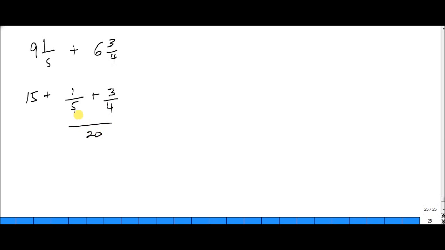LCM would be 20. 5 into 20 would go 4 times, so 4 times 1 would be 4, plus 4 into 20 would go 5 times. 5 times 3 would be 15. So 15 plus whatever that is, so it's 15 plus 15 and 4 would make 19 over 20. So our answer is 15 and 19 over 20. Okay.